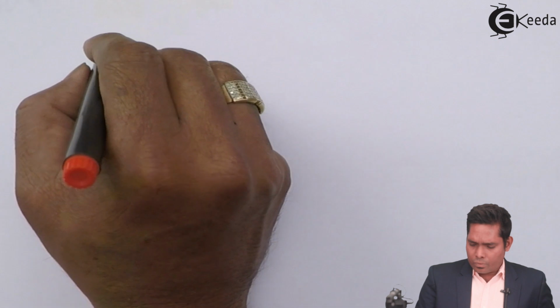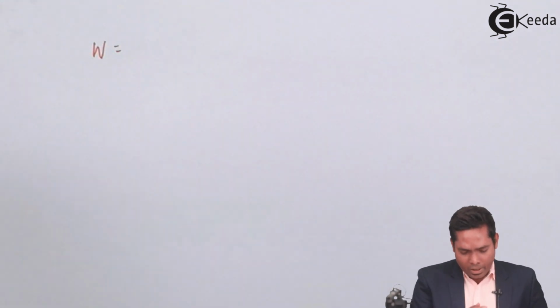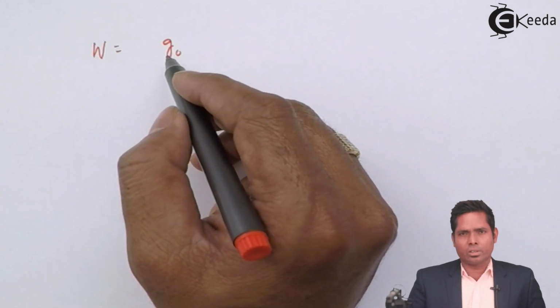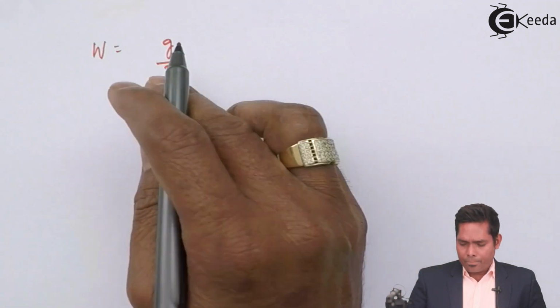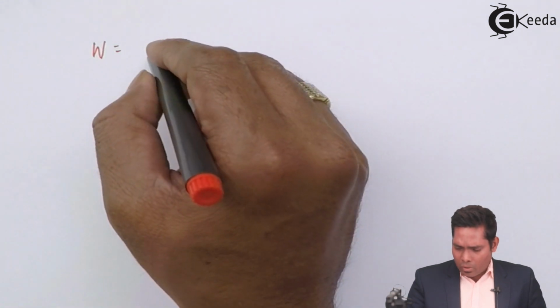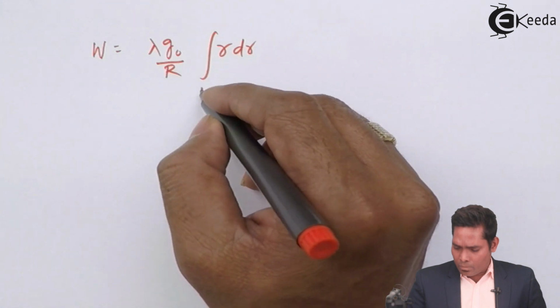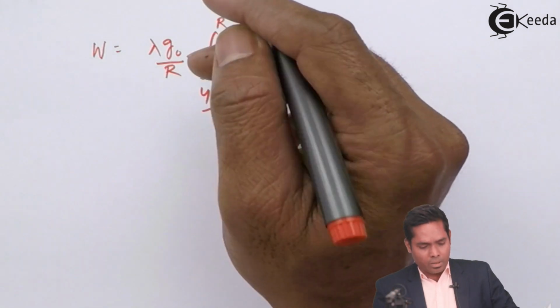The weight of the wire suspended is, whatever is constant is taken out, g naught is taken out. G naught is the acceleration on the surface of that planet divided by r, the radius of that, and lambda is also constant, taken out. Inside it is r dr, integration 4r by 5 to r. This is what we are getting.